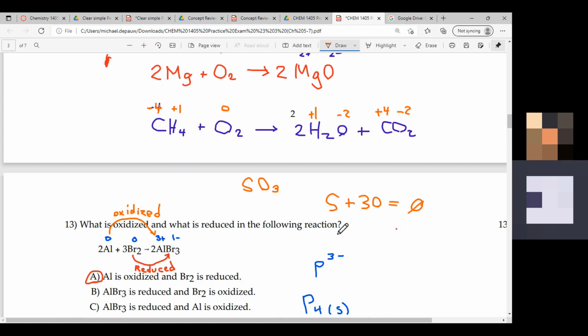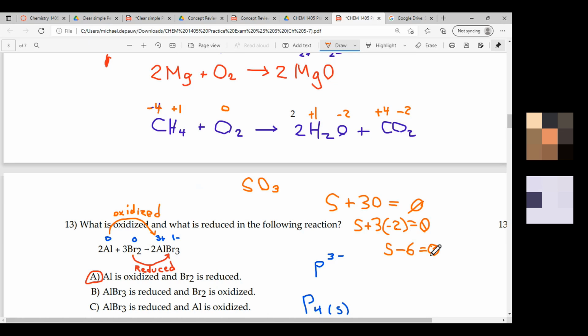This is SO3. Oxygen is going to get the -2 charge. I know that because it's more electronegative. So this will be 3 times -2, and that's equal to 0, which means that sulfur -6 is equal to 0. So that means sulfur must be what? Sulfur must be +6.